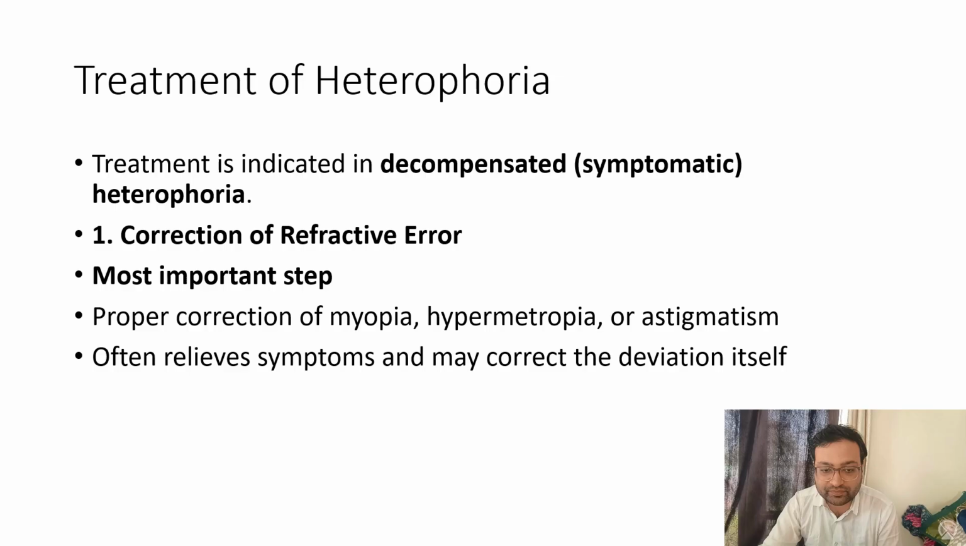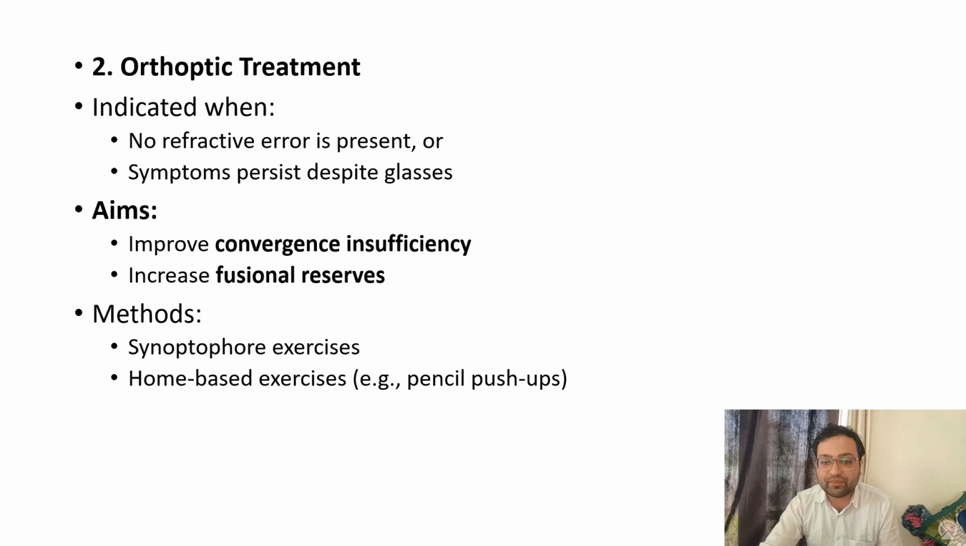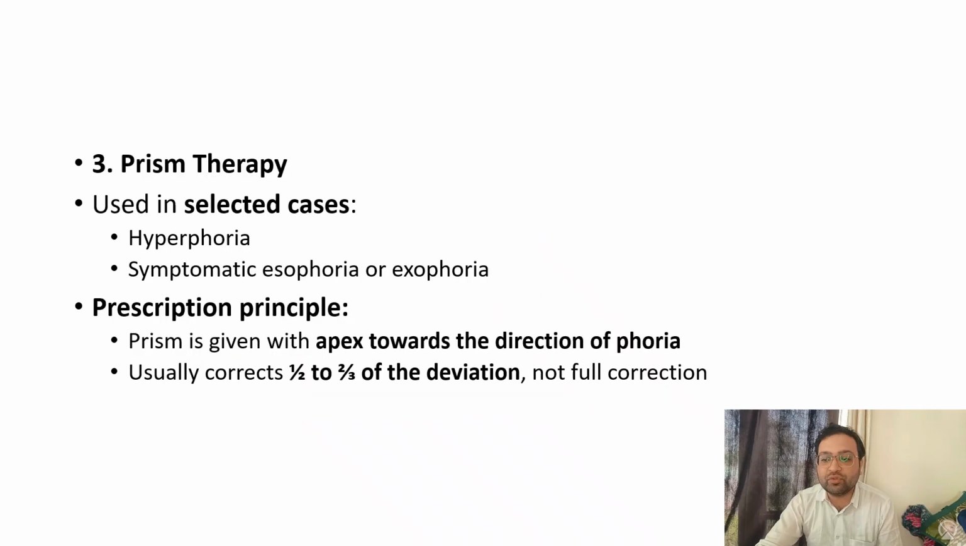Coming on to the treatment of heterophorias, treatment is indicated only in case of a decompensated heterophoria. First of all, the most important thing is we need to correct the refractive error. Number two, orthoptic treatment is needed when no refractive error is present or symptoms persist despite the glasses. Here we can have the synoptophore exercises or home-based exercises, that is the pencil push-up exercises. The aim is to improve the convergence insufficiency as well as to increase the fusional reserves.